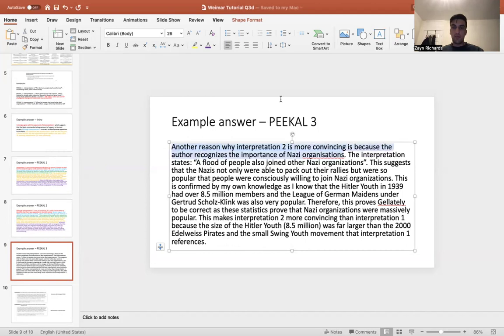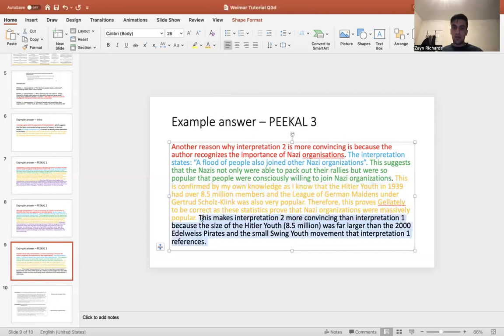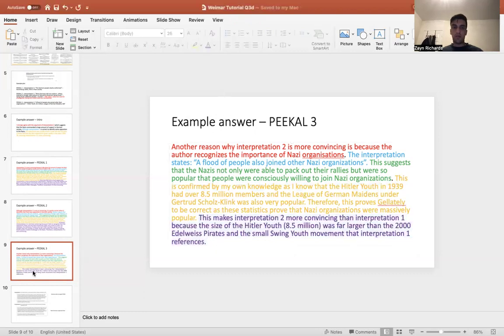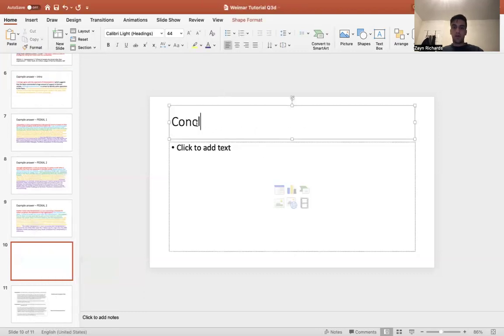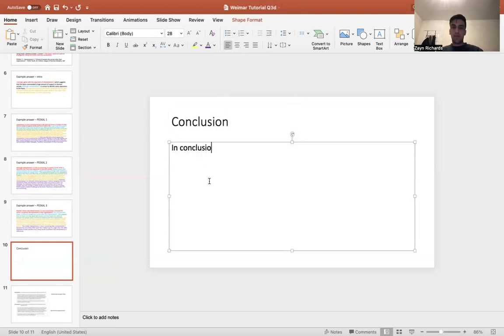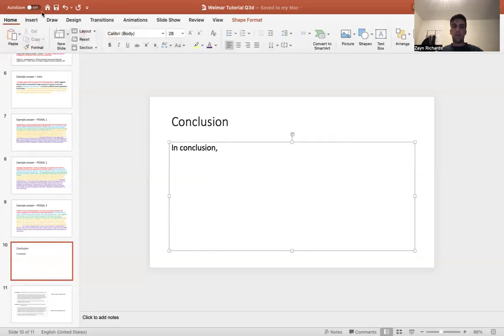So again, point sentence in red, quote in blue, explanation in green, own knowledge in gold, and evaluation analysis in purple. Okay, and I'm gonna do a conclusion. So in conclusion, remember, if you're running out of time, just leave PCAL3 out, okay? And make sure the conclusion is in, okay? No matter what you do, make sure you got a conclusion.